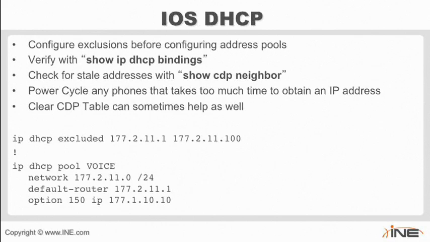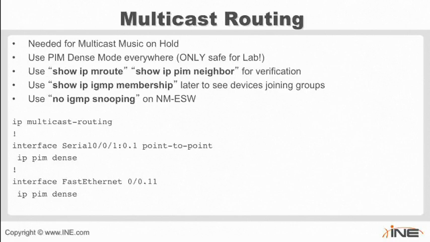Looking at IOS DHCP, we can verify address reservations with show ip dhcp binding. You can check for maybe stale addresses with show cdp neighbor. Sometimes clearing a CDP table can help as well. So from exec mode but not config t mode, do a clear cdp table, and then power cycle any phones that take too much time to obtain an IP address. We'll go over the actual configuration for this in just a bit in our demo.